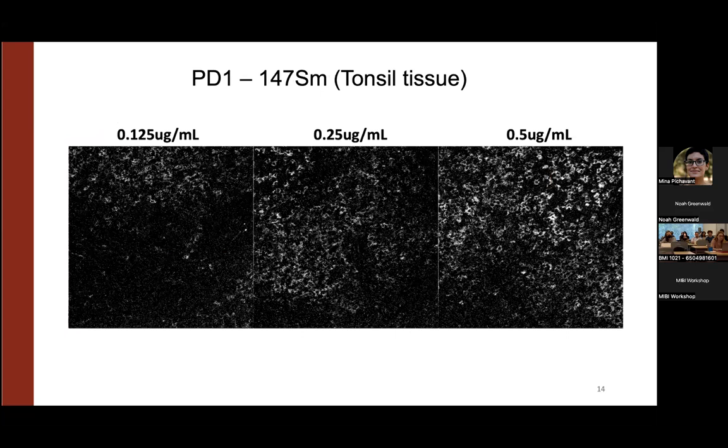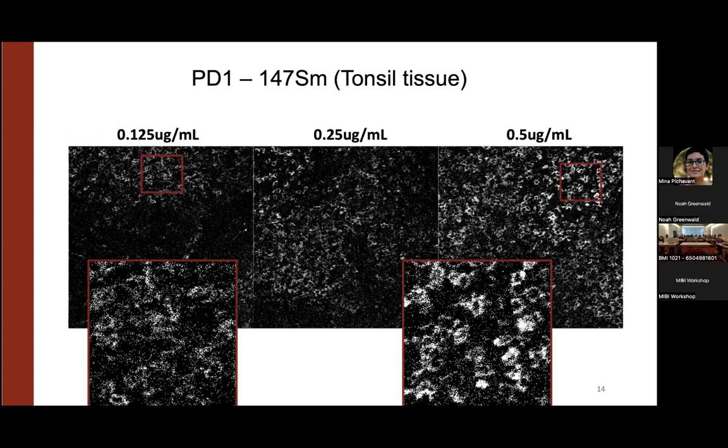Now moving on to a slightly more difficult target, PD-1. PD-1 is an immune regulatory marker, which is generally expressed on T cells. But like I mentioned in the IHC, T cells don't have a histological pattern or morphology that you can easily look for, so you would need further confirmation.